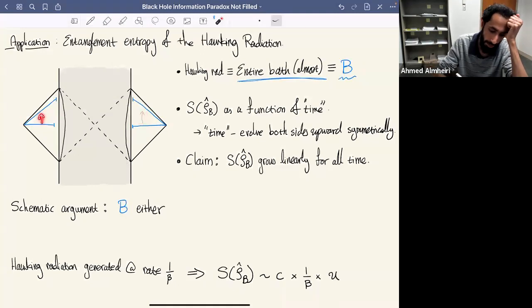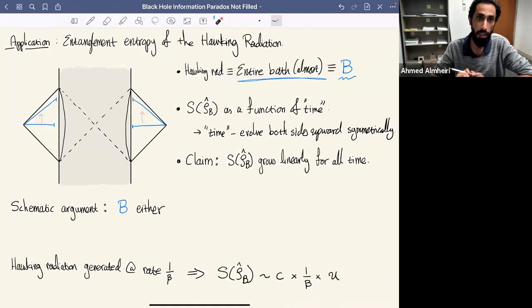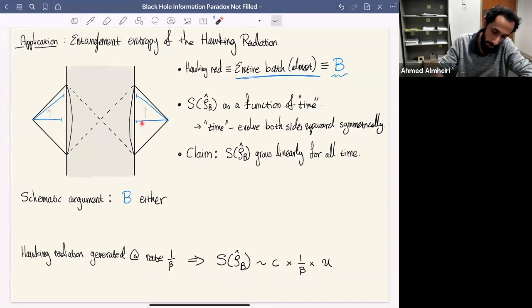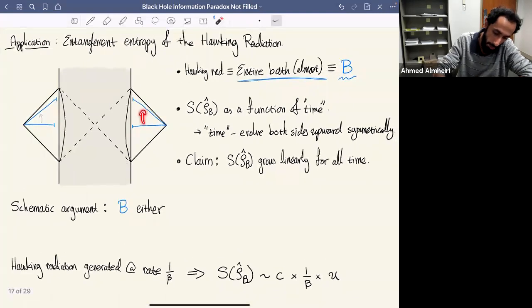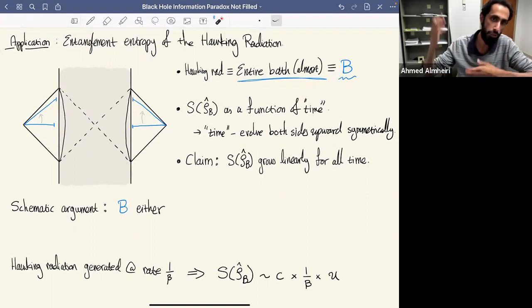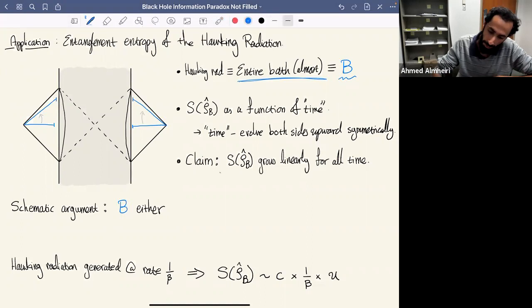And by time here, there are many notions of time in this spacetime. By time here, I'm going to consider the one where I evolve both sides upwards in a symmetric way. I could have chosen a time which goes like this, but that's a symmetry of the spacetime, and also of the quantum state, and so the entropy won't change under that kind of time evolution. Okay, the claim is that the entropy will grow linearly for all time.